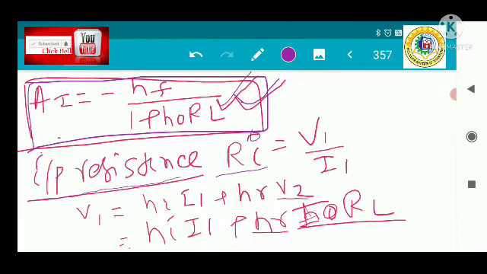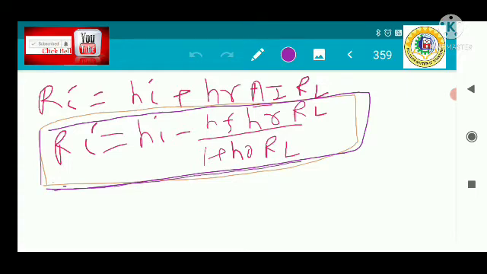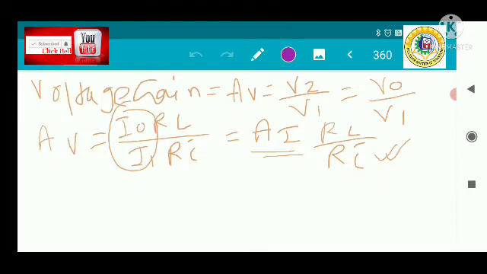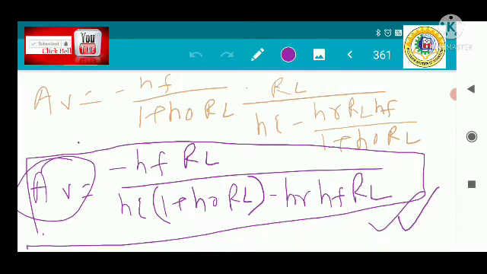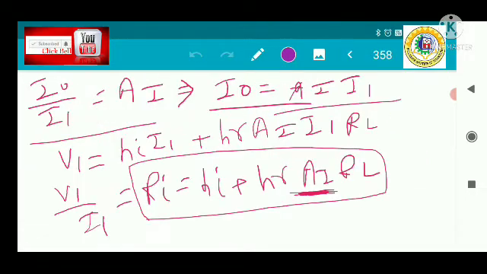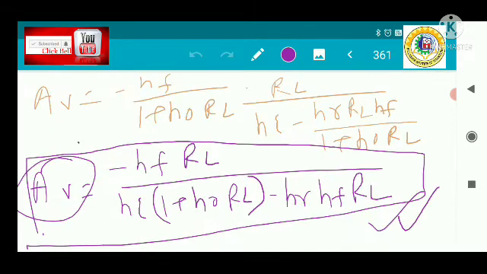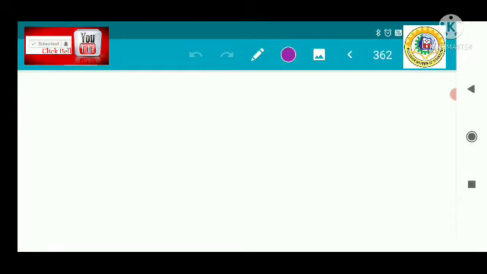So this is the expression for the input resistance after the simplification. And next we have calculated the voltage gain. So voltage gain is also represented by this expression. So these are the three expressions we have derived till now: voltage gain, input resistance, and the current gain. Next we will continue from here and try to derive the other parameters associated with the hybrid model.